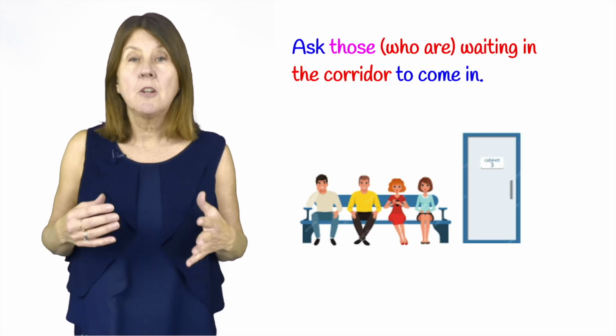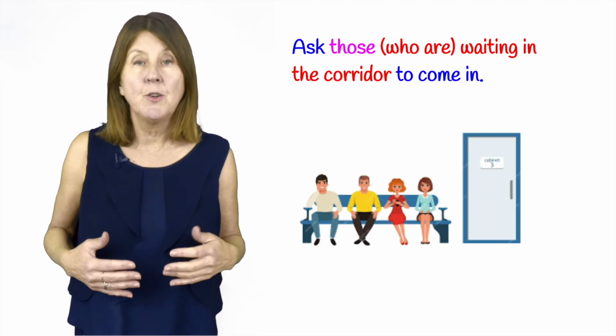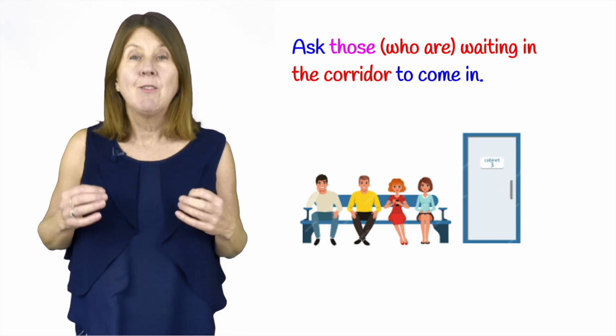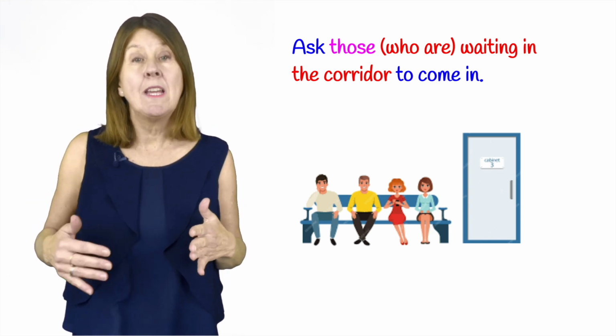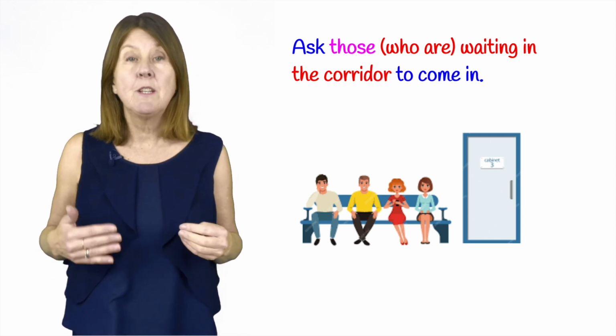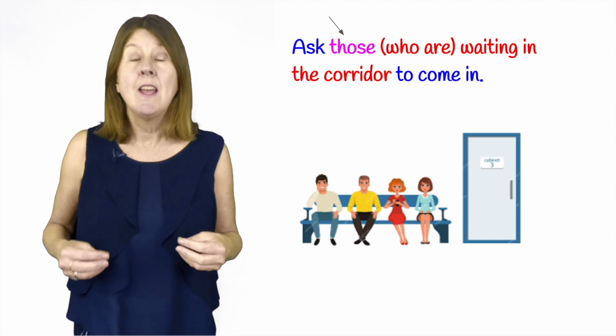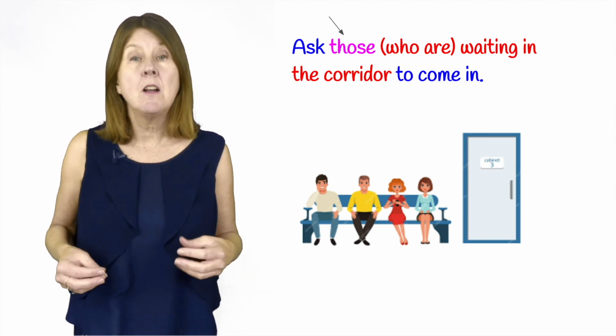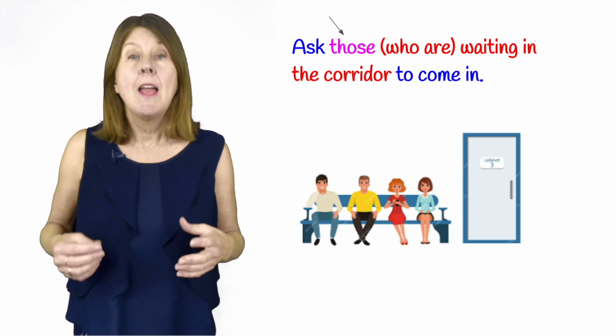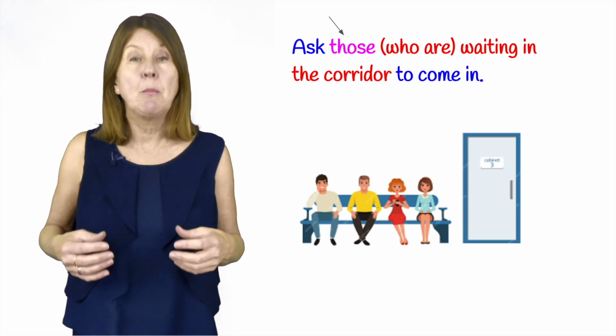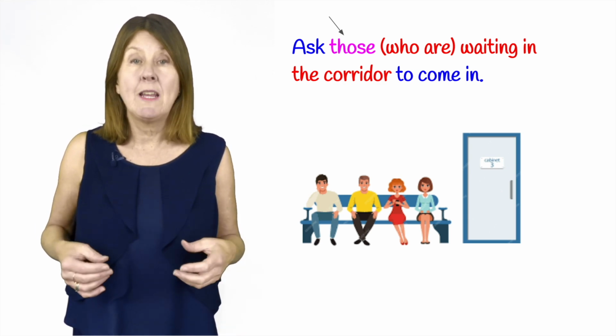Or, ask those who are waiting in the corridor to come in. The relative clause is who are waiting in the corridor. The relative clause provides additional information about the noun those in the main clause. It starts with the relative pronoun who and describes a specific group of people, those who are waiting in the corridor.